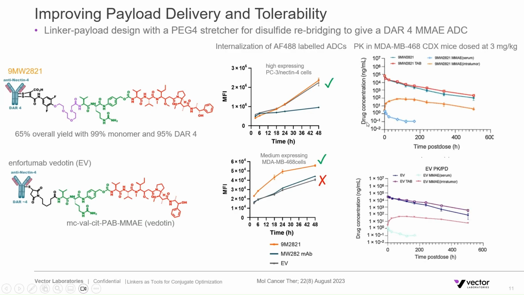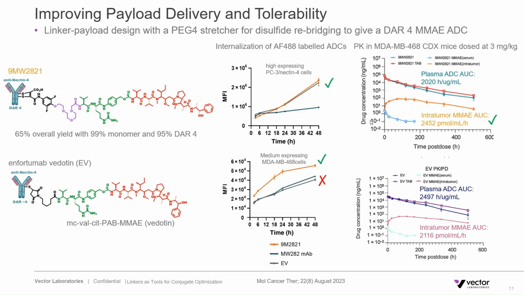PK studies of both the ADC and the free payload indicated that despite the increased stability, Mabwell's ADC was cleared faster, and its plasma AUC was 20% lower than that of EV. However, it also had a 16% greater delivery of MMAE to the tumor. And I don't show the data, it was also more efficacious in xenograft models. So this is a good example of that duality I was talking about.